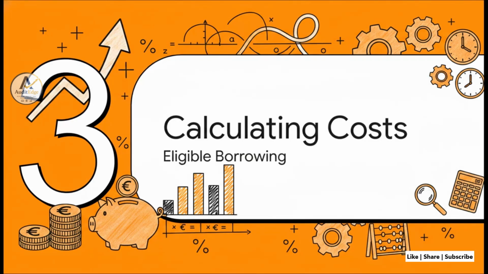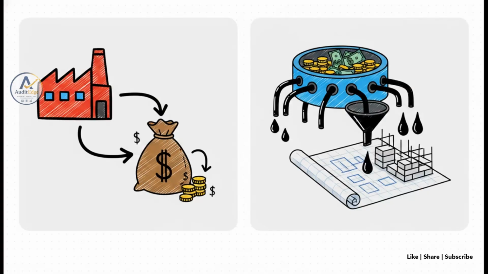Next up, Section 3, calculating eligible borrowing costs. Now we reach the mathematical heart of our project lifecycle, determining exactly how much interest we can legitimately add to the asset's overall cost. The standard divides loans into two distinct types, specific and general. If you take out a specific loan purely to build a particular factory, the calculation is pretty straightforward. You take the actual borrowing costs incurred on that loan, and you subtract any income you made by temporarily investing those borrowed funds before you spent them on the construction.